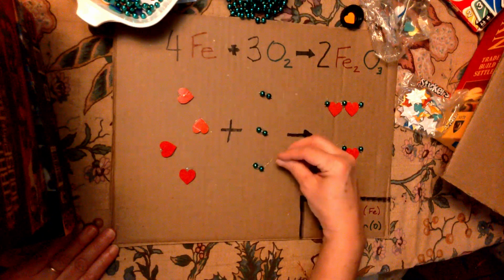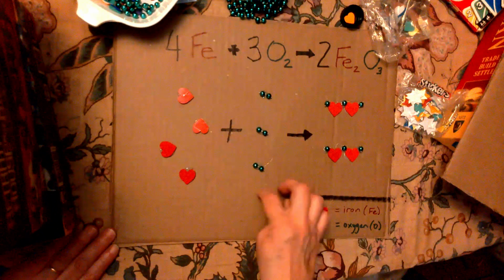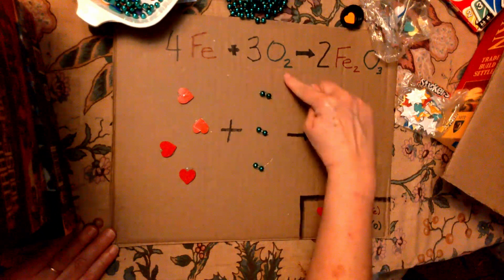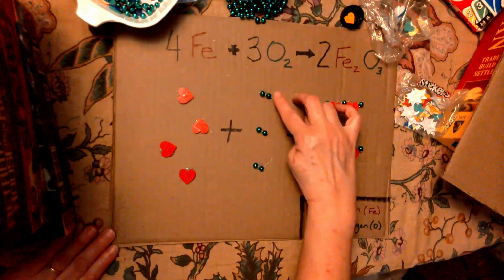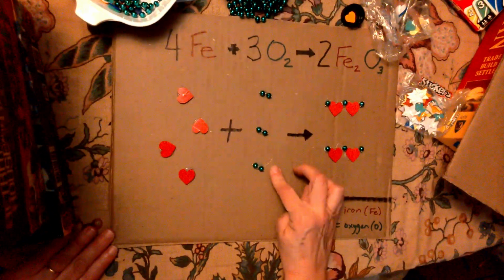I don't have them all together. I don't have 6 separate dots because I'm showing that there are 3 O2 molecules. I show a molecule when things are so close that they're touching. So there's 1, 2, 3 O2s.